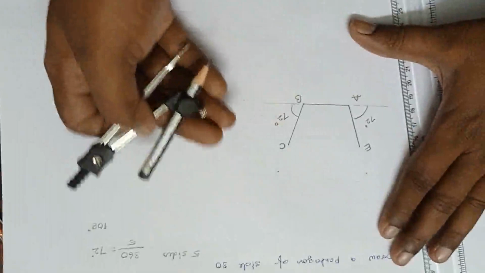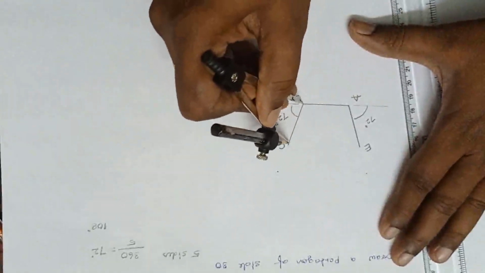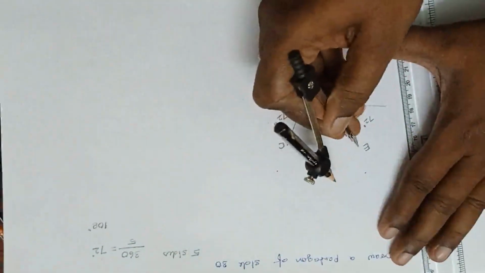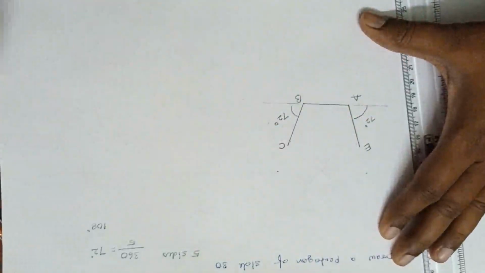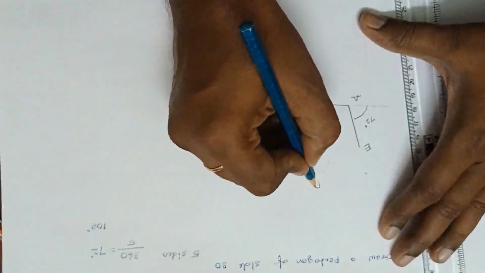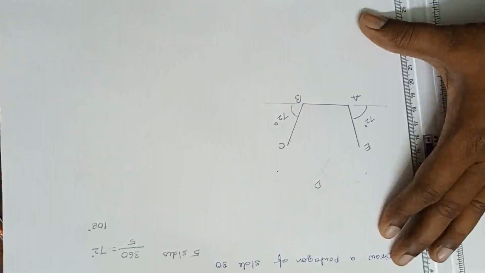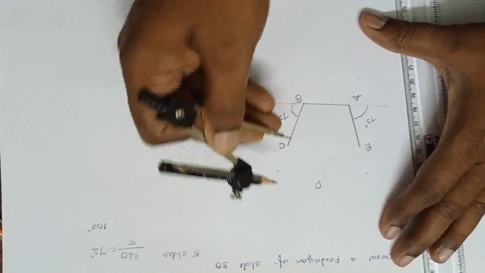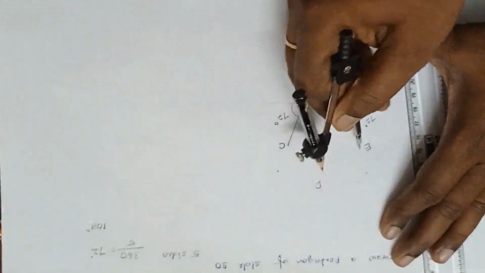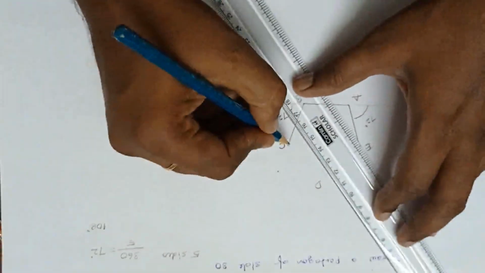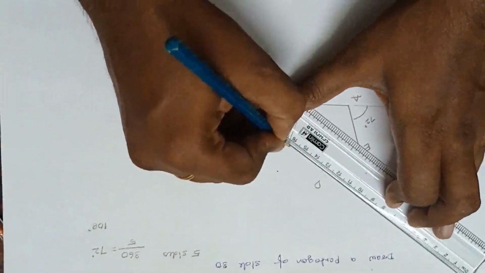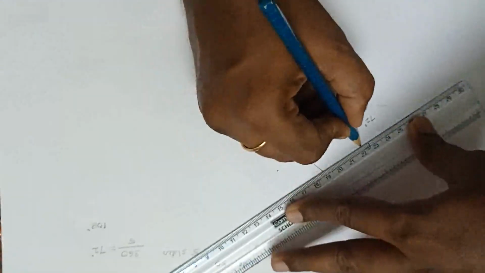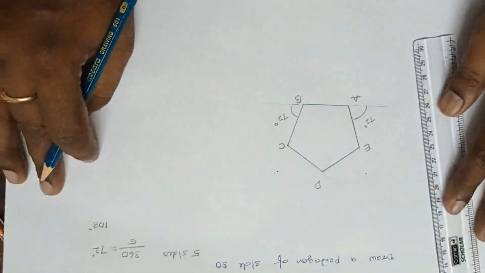Now what I will do is take the radius. How much? The radius is 30, up to C. With C as center, draw an arc, and with E as center, cut here. What will you get? You will get point D. What did you do? I have taken the radius BC, the same length, 30. C as center, I have cut here. E as center, I have cut here. So I have got point D. Just join C to D directly, and D to E directly. You will get a perfect pentagon.